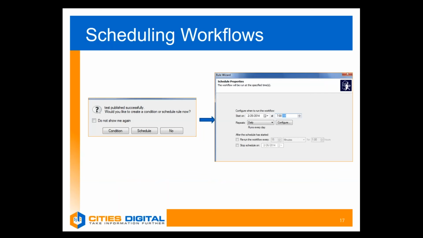And scheduling that workflow can be another way to kickstart workflows. This, of course, would fall under the automated workflow category, where we would just have the contract notification workflow run every day at 7 a.m. perhaps. So when people come in at 7:30, 8:30, the contract notifications for that day are waiting for them.